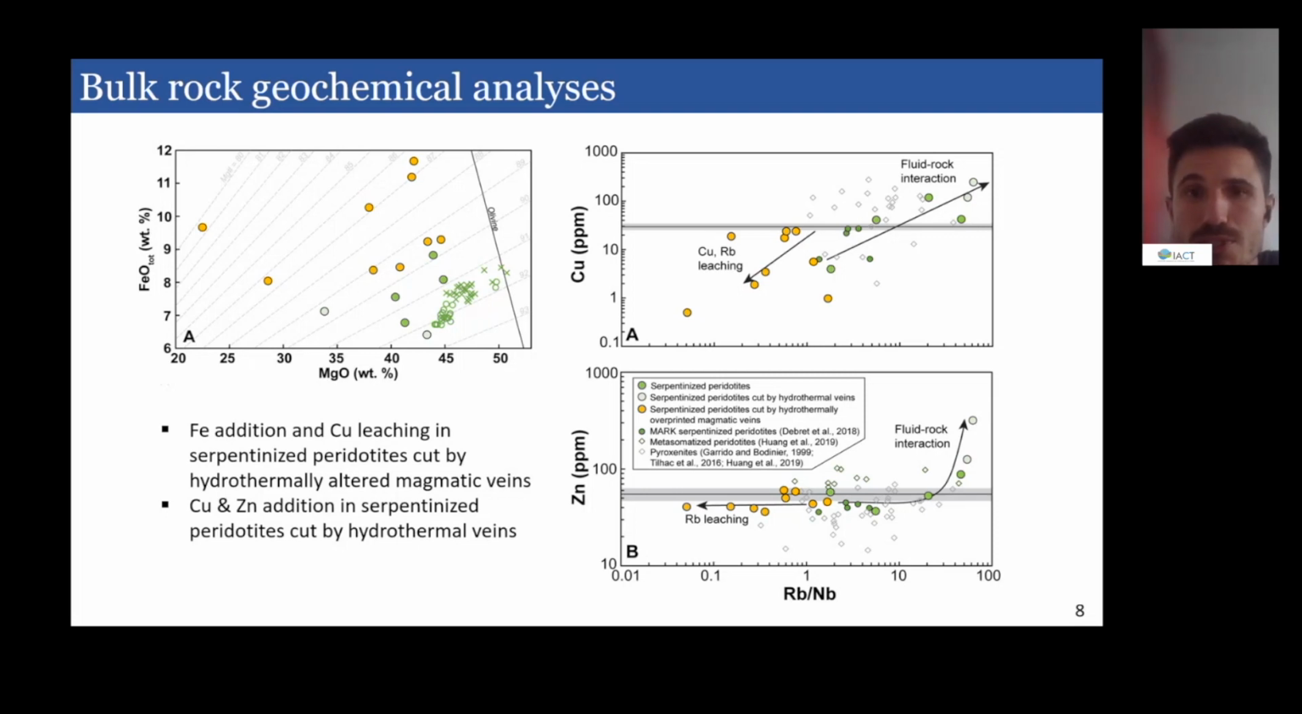Another interesting observation here is that the serpentinized peridotite cut by hydrothermal veins present the highest rubidium-niobium ratio and are enriched in metals, in copper and zinc, meaning that the fluid from which the veins formed was enriched in metals. And so we have different behaviors of the metals regarding the magmatic or hydrothermal processes. So we wanted to dig a bit more into the processes that control these behaviors.